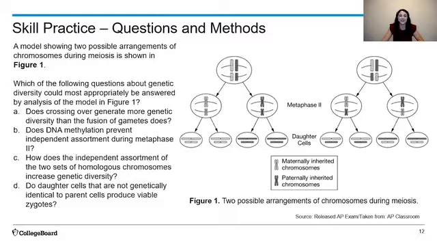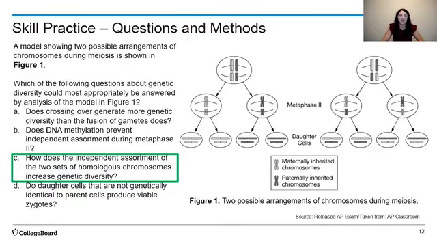All right, so the correct answer to this question is choice C. How does the independent assortment of the two sets of homologous chromosomes increase genetic diversity? And the figure is giving us a diagram of that random assortment of chromosomes and two different ways they could have lined up during metaphase 1, and the resulting differences in the chromosomes that end up in the gametes at the end of the process. And so we know that that's the correct answer because it could be answered from this figure.